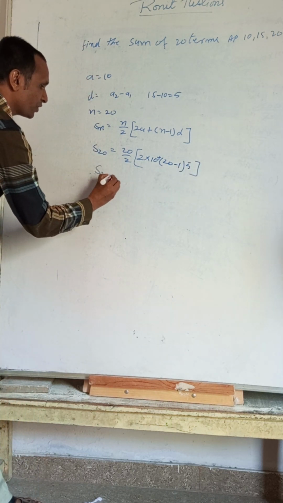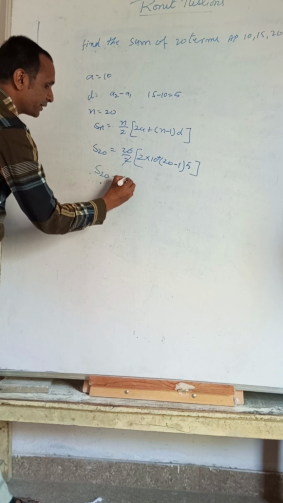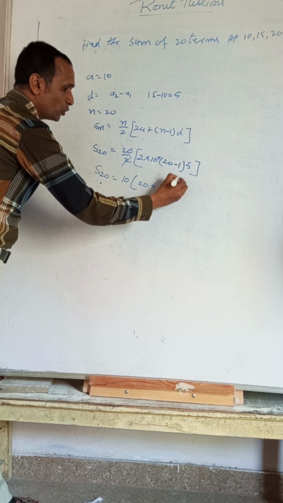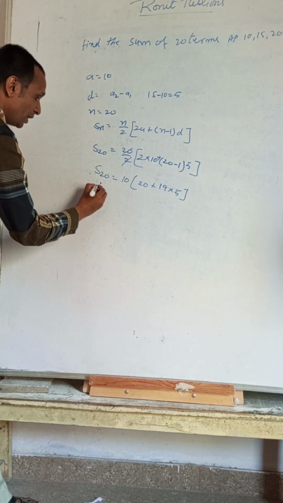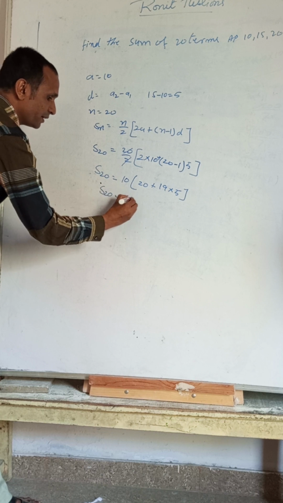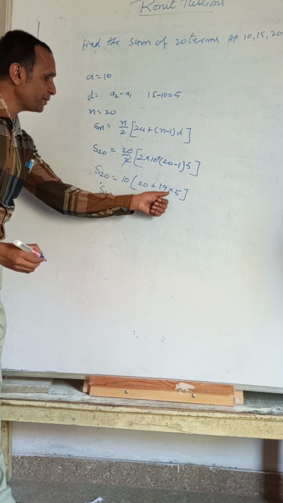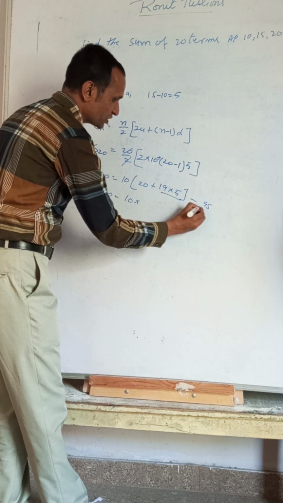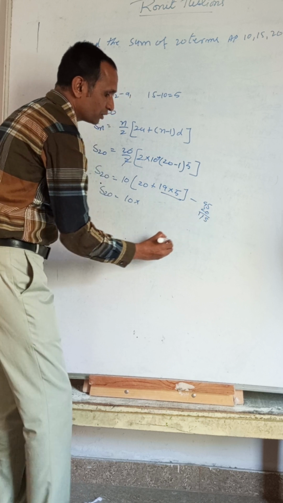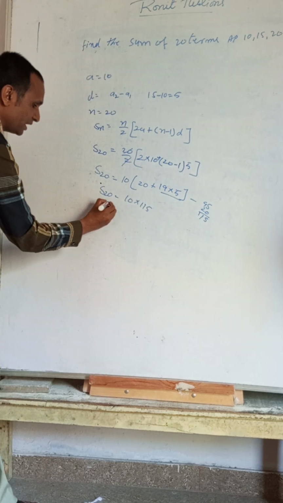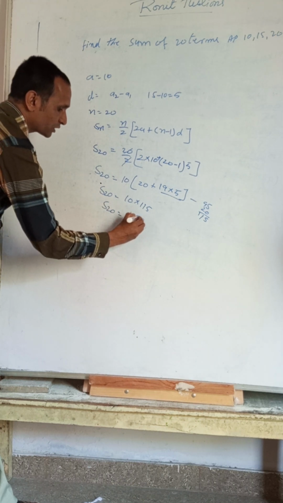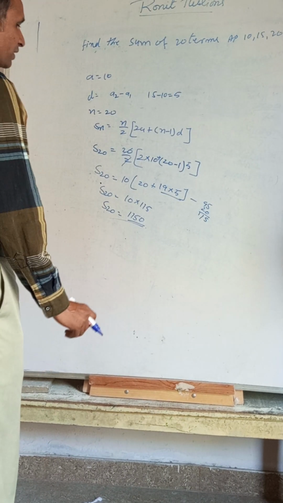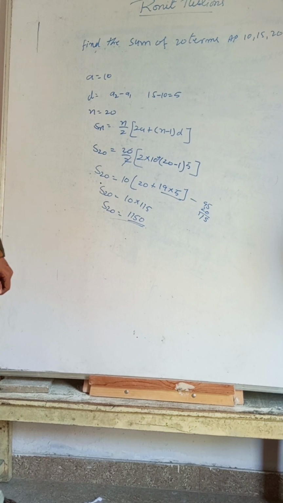So S20 is equal to 10 into, 2 tens are 20, plus 20 minus 1, which is 19, into 5. 19 into 5 is 95. 95 plus 20 becomes 115. Then S20 is equal to 10 into 115, so we got 1150. So the sum of the given terms is 1150. Next we are going to another question.